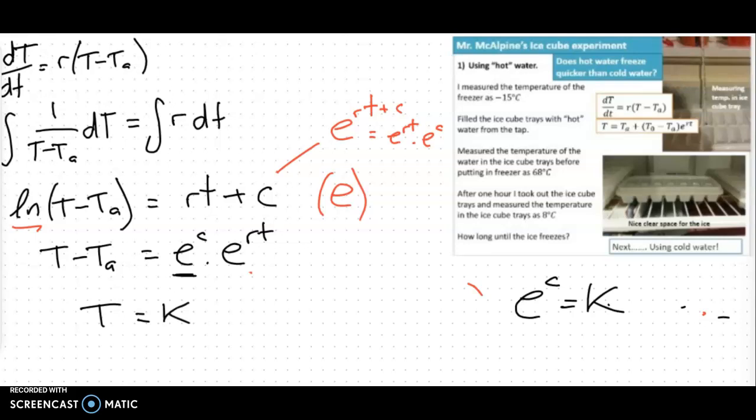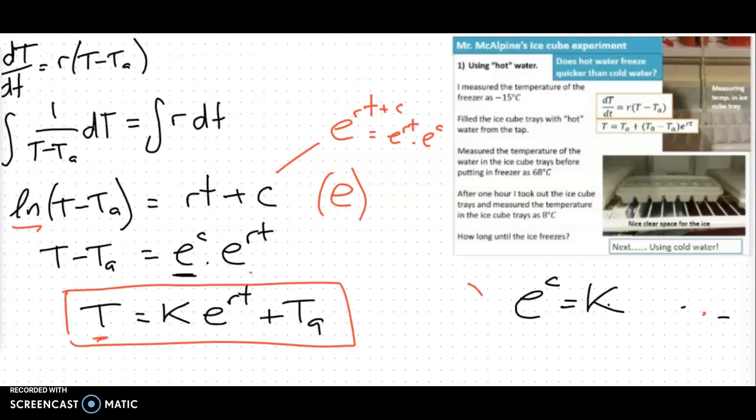It's all good. Times e to the power of rt, and now we're going to add Ta, right? So that's our equation. The temperature is equal to some kind of constant times e to the power of some kind of rate of change. And remember, Ta is just the surrounding temperature, which we know. We know the surrounding temperature of the freezer is minus 15. We assume that stays constant, because we're not going to open and close the doors all the time. So that's what Ta is. So we actually know that.